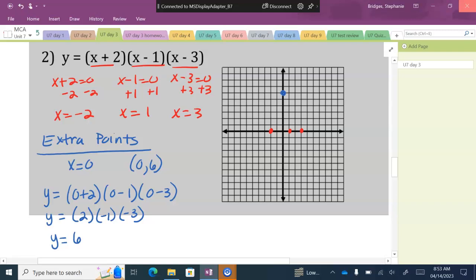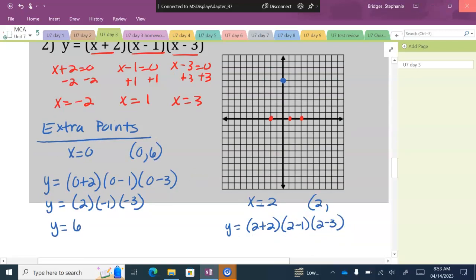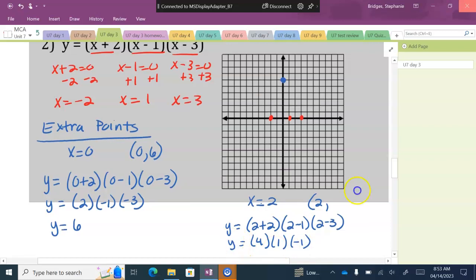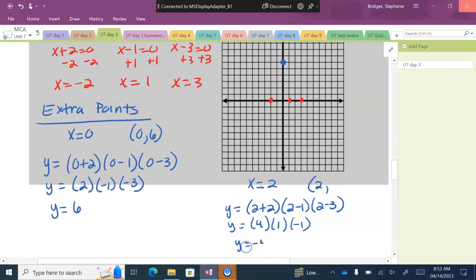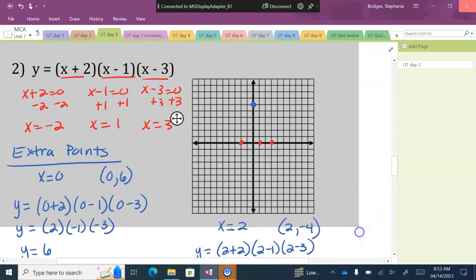All right, again, so I'm going to choose 2 because that is the only whole number in between 1 and 3. And plugging it back into my original equation. Two plus 2 is 4, 2 minus 1 is 1, 2 minus 3 is -1. So what value do I get there? -4. So plotting the point 2, -4.